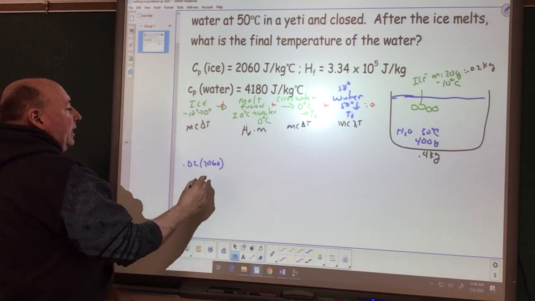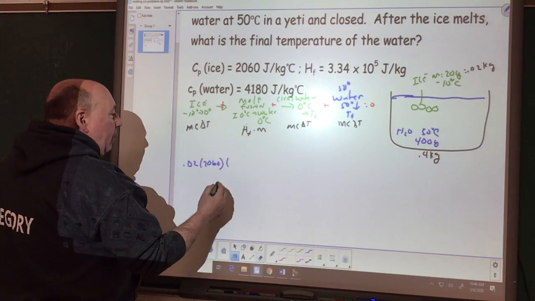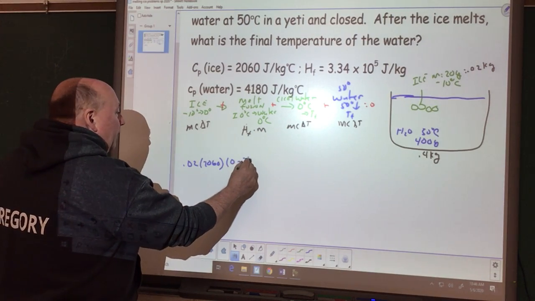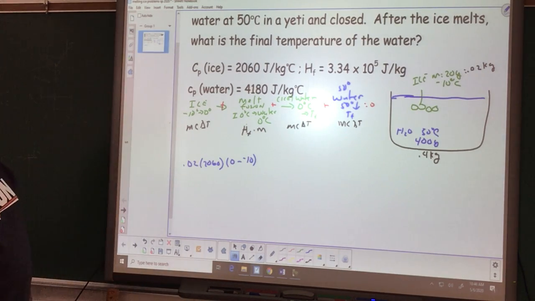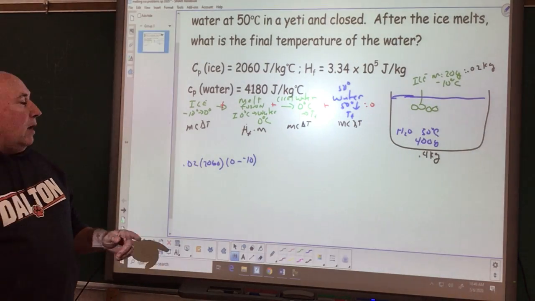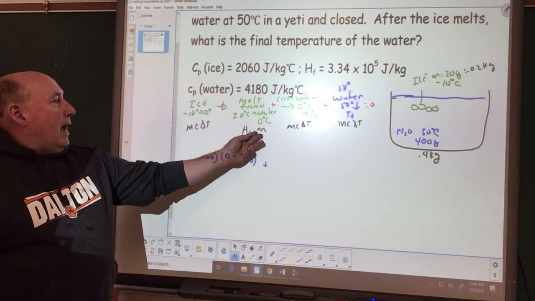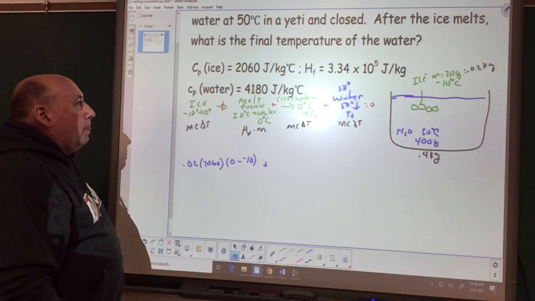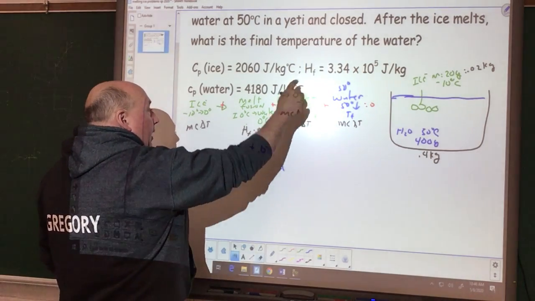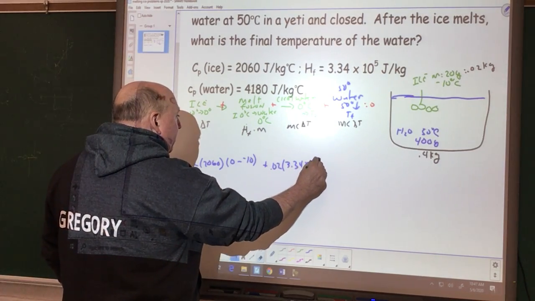And my delta T is final minus initial. Well, my final temperature is 0. My initial temperature is negative 10 degrees. So I have 0 minus a negative 10. Then we go through fusion here, which is our mass times our heat of fusion. So our mass is once again 0.02, and we have 3.34 times 10 to the 5th.